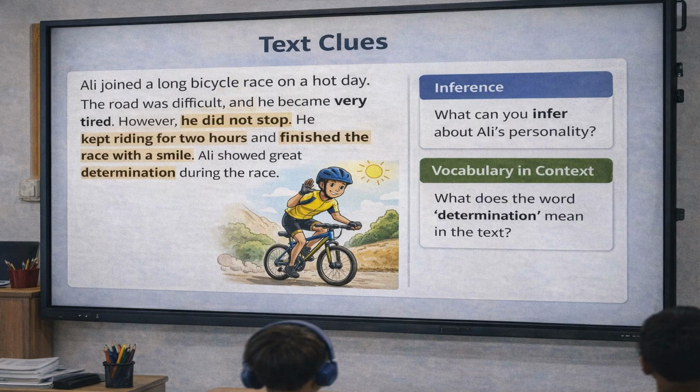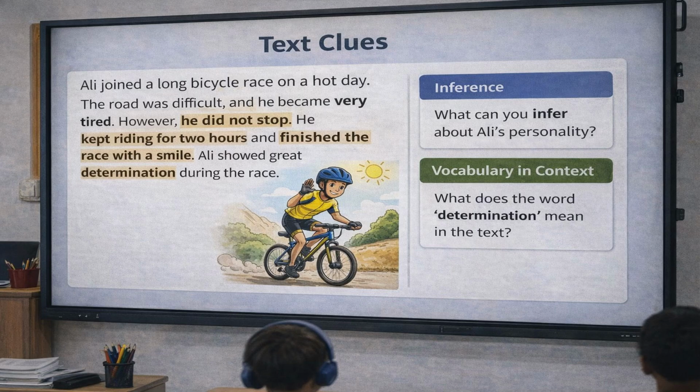One of the most important skills students need is using context clues from the text. Students should learn how to use these clues to answer higher-order questions like inference, and to understand vocabulary without looking it up. Let's look at this example. For the inference question, what can you infer about Ali's personality? Students should go back to the text and identify the clues.